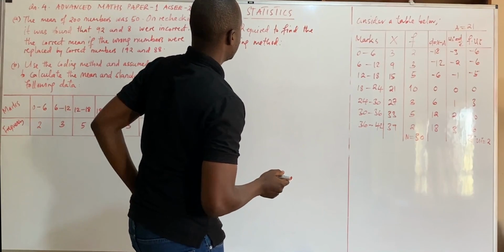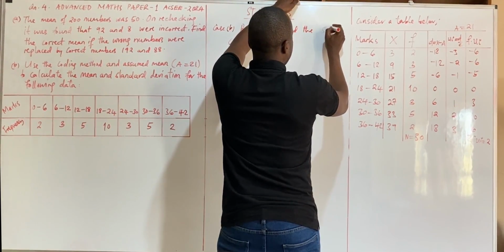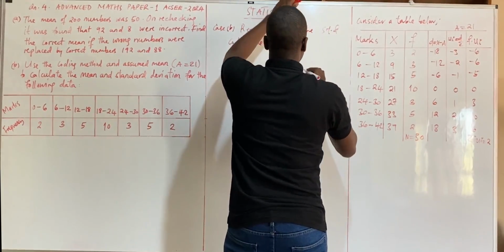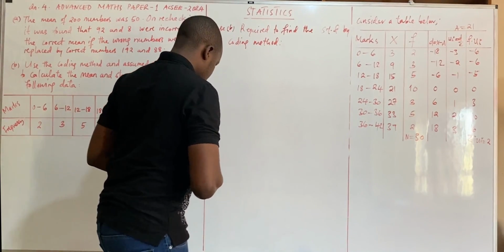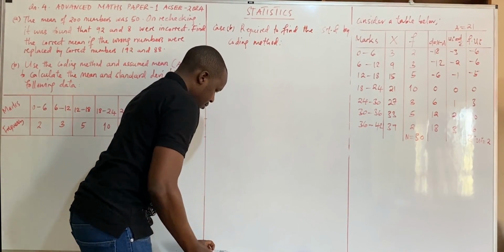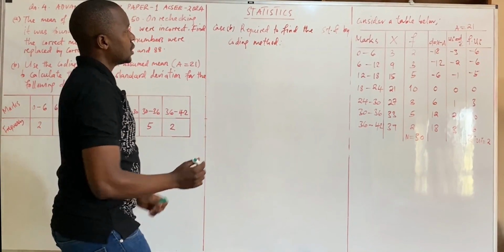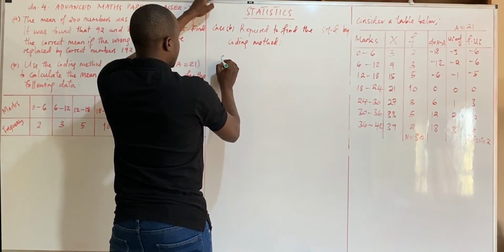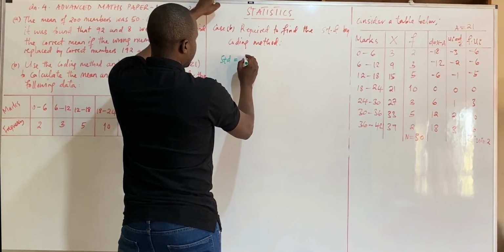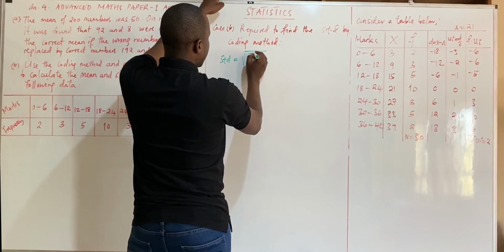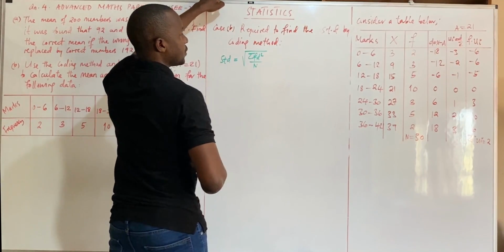So now we are required to find the standard deviation by the coding method. If we go back and recall some concepts on the standard deviation, we know that standard deviation equals the root of the variance, that is, the root of the summation of fd squared over n.